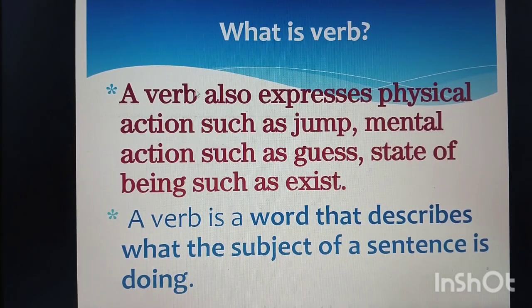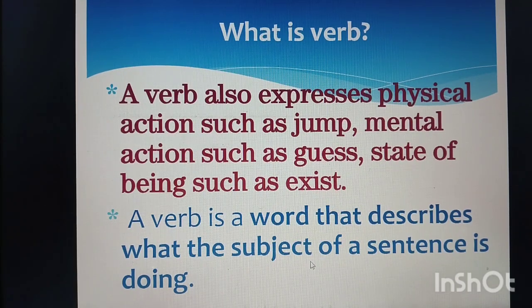What is a verb? A verb expresses physical action such as jump, mental action such as guess, or state of being such as exist. So these are the definitions of a verb: it can be physical, mental, and state of being. Another definition: a verb is a word that describes what the subject of a sentence is doing.